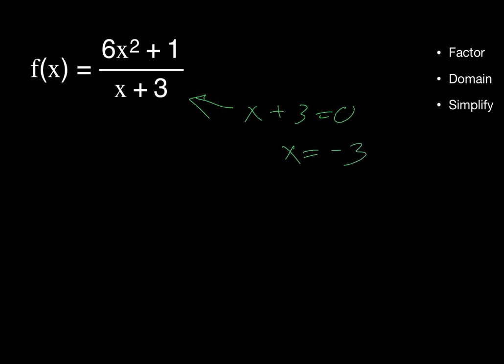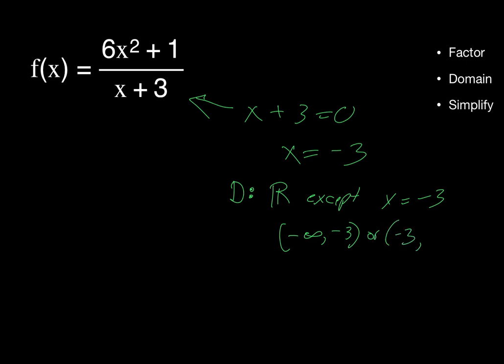When x is negative 3, the denominator is 0. So my domain is all real numbers except x equals negative 3. In set notation, that would be negative infinity up to negative 3, or from negative 3 to positive infinity. That's my domain.